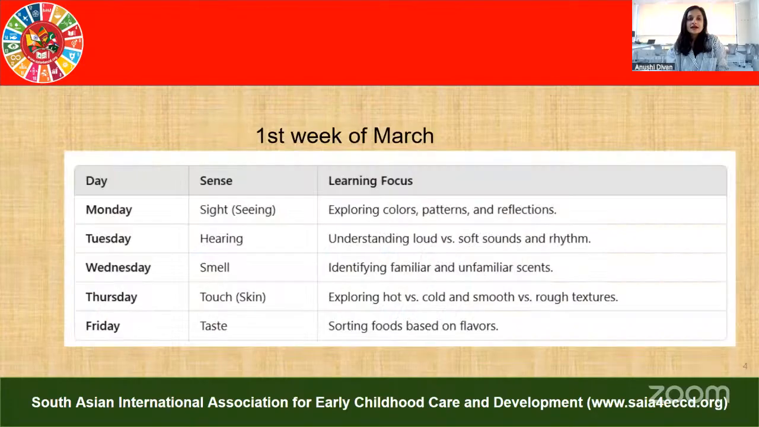This session ideally targets the first week of March. And like I said, it's about 5 senses. Every day of the week is dedicated to one sense. Monday being sight, Tuesday hearing, Wednesday smell, Thursday touch, and Friday taste.